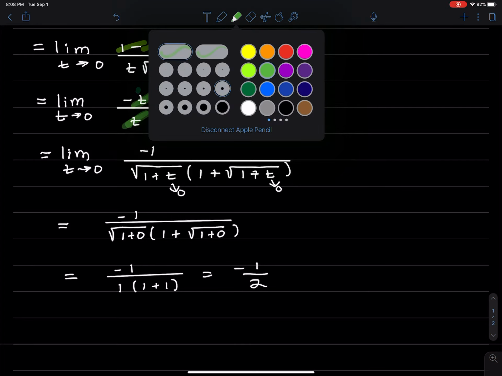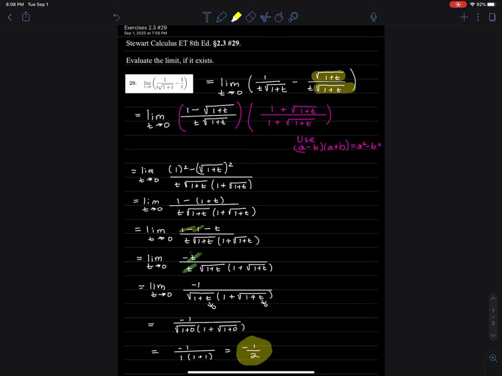Okay, so there is the whole page if you want to take a screenshot or whatever it is. That is section 2.3 of Stewart Calculus number 29. It's an odd problem in the back of the book. The answer says negative 1/2. And those are all the steps.